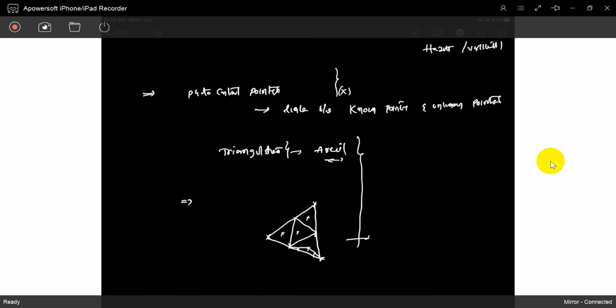So in photogrammetry also, we have to fix those known points by ground control. For ground control, we follow aerial triangulation.